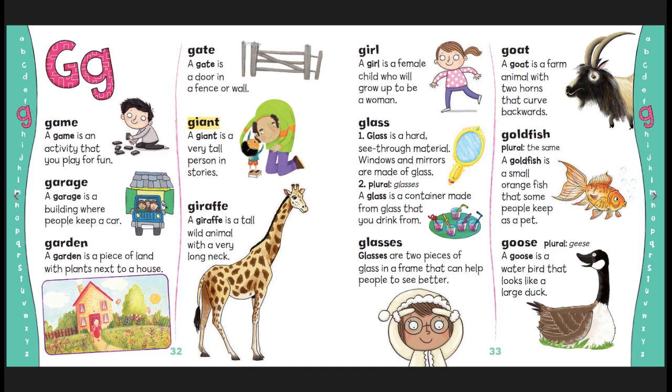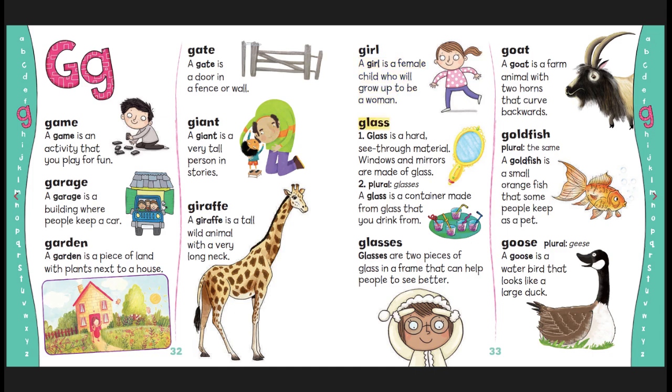Giant. A giant is a very tall person in stories. Giraffe. A giraffe is a tall wild animal with a very long neck. Girl. A girl is a female child who will grow up to be a woman.